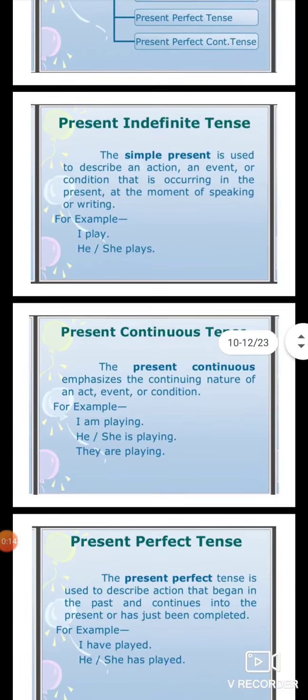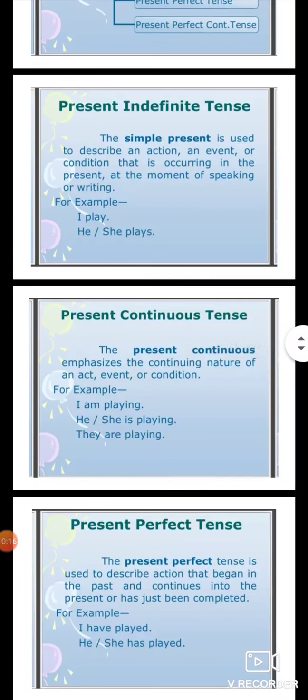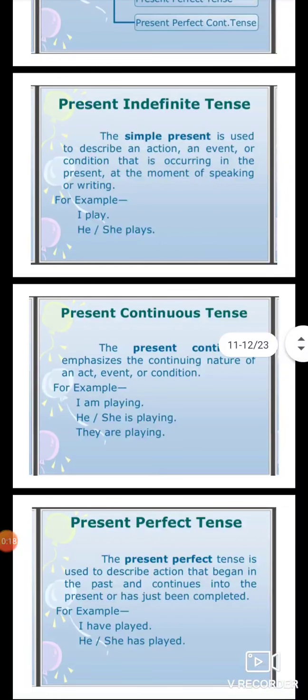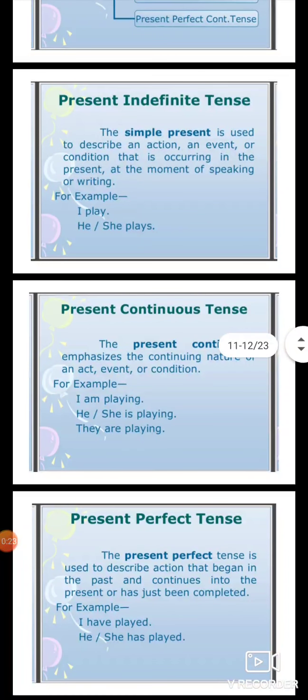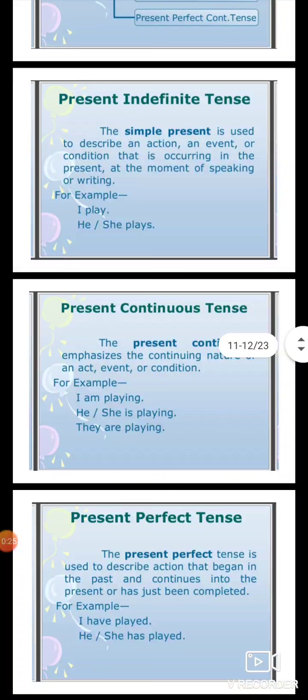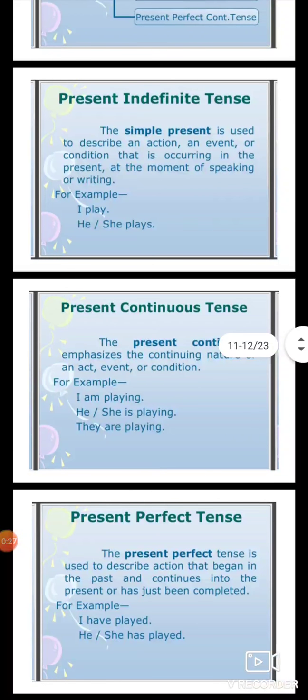Now we go on to the next one, the present continuous form. So what is a present continuous form? It is actually stressing on a concept that the action or event is continuing. It is going on. For example, I am playing.